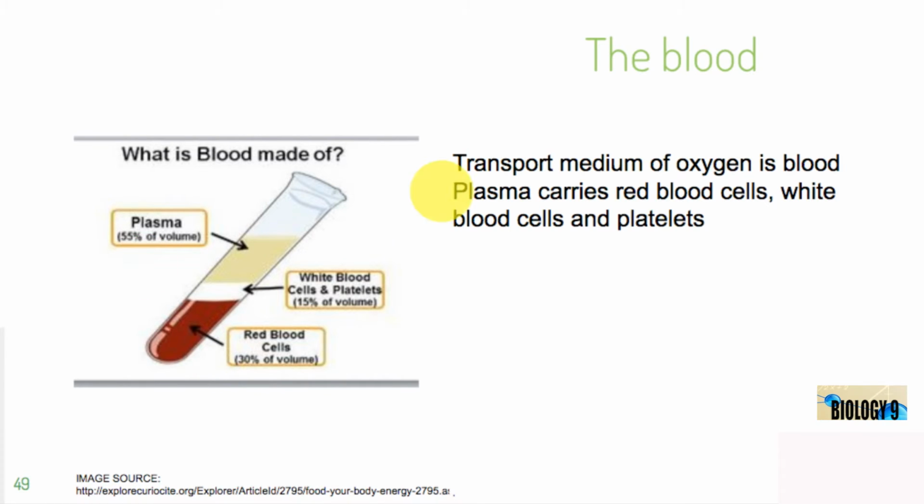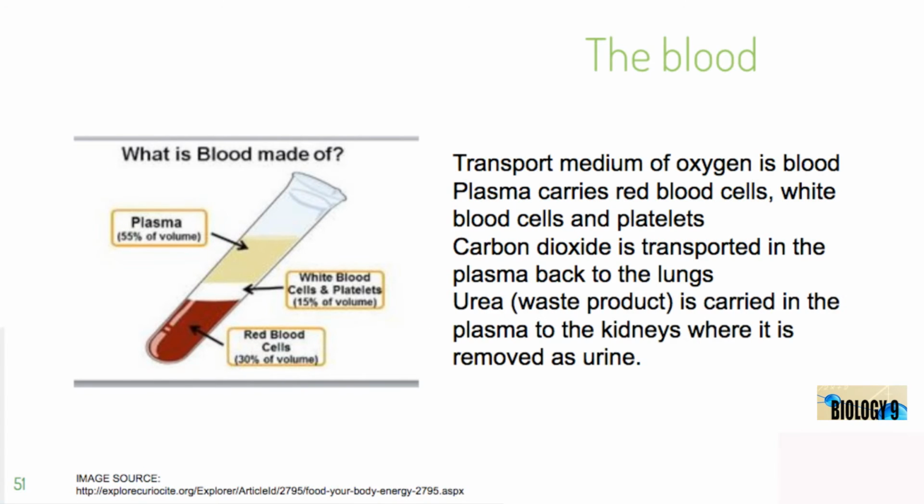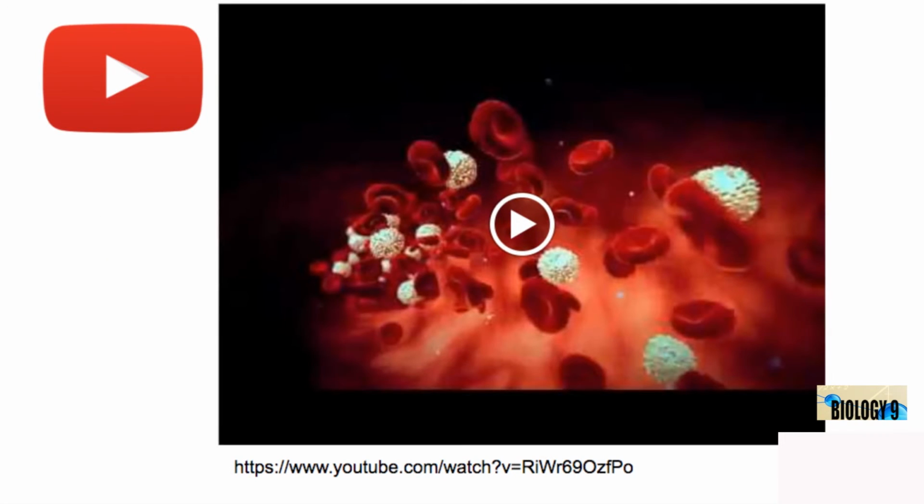The transport medium is the blood plasma, which carries the red blood cells and the white blood cells and the platelets. Carbon dioxide is transported in the plasma and back to the lungs, and urea, which is a waste product, is carried in the plasma as well. Here's a video to emphasize the important points of the composition and what your blood is made up of.